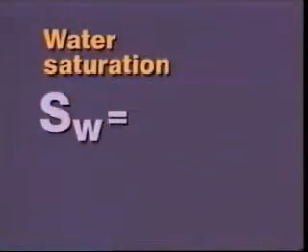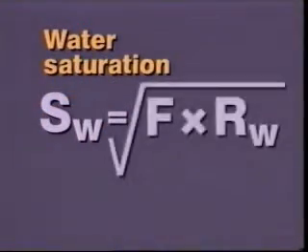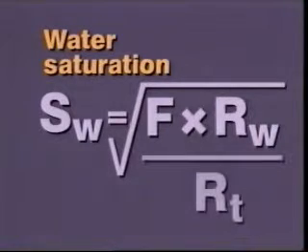Archie further showed that we can arrive at a quantitative estimate of water saturation, where S sub W, the water saturation, equals the square root of the formation factor F times the resistivity of the formation water, R sub W, divided by the resistivity of the uninvaded zone, R sub T. This formula is commonly referred to as the Archie equation for water saturation, and all present methods of interpretation involving resistivity curves are derived from this equation.